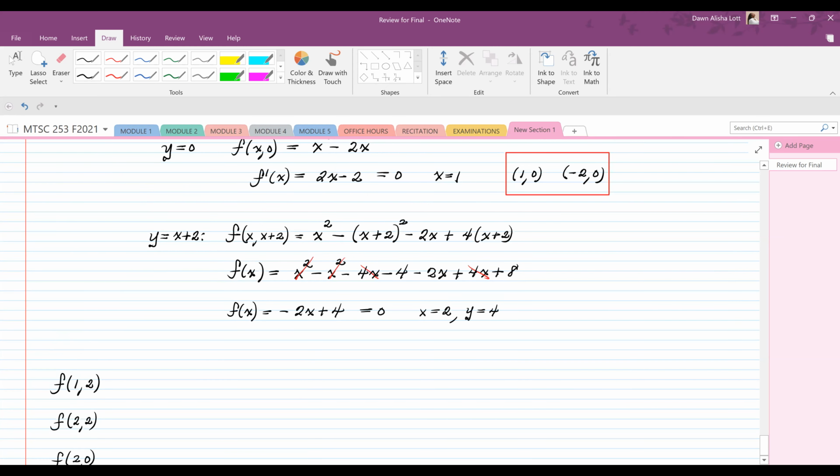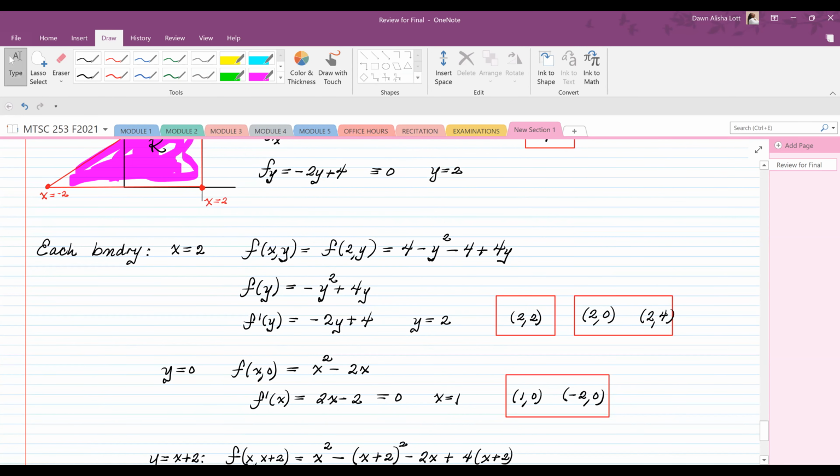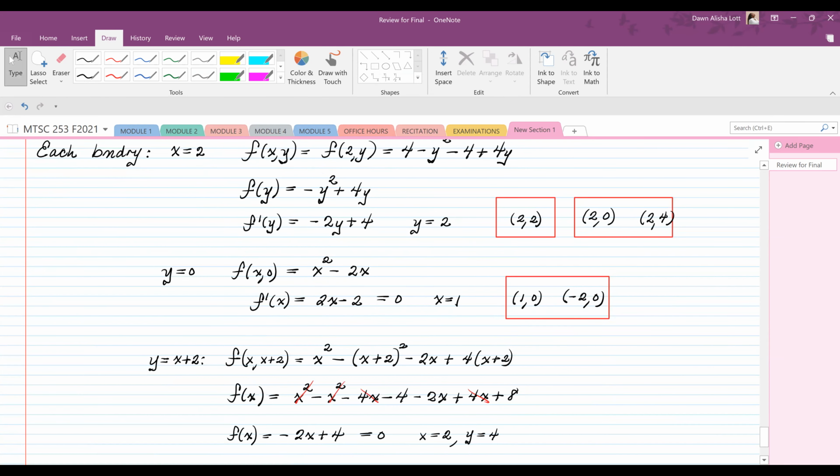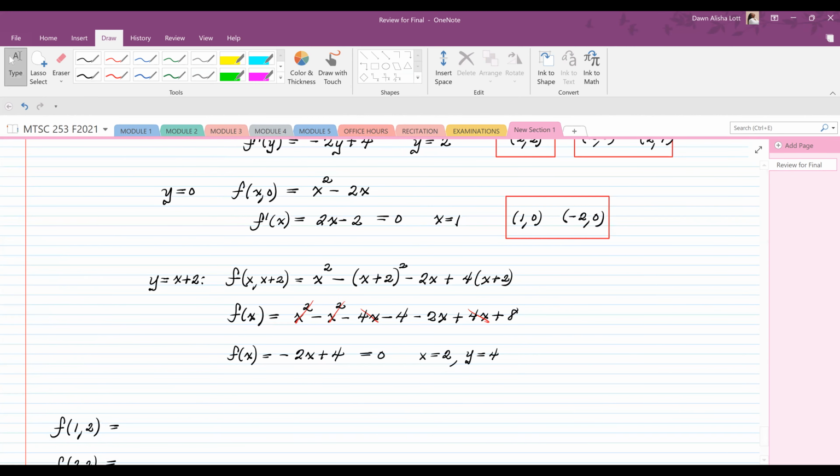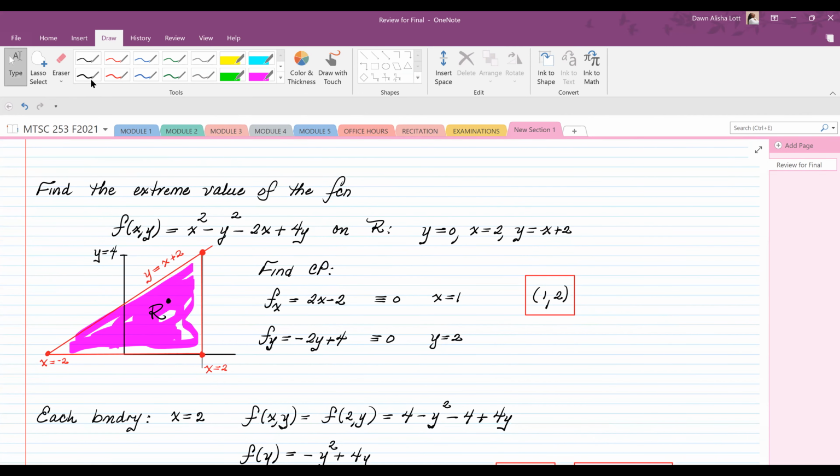I don't know what else we got. (1, 2), (2, 2), (2, 0), (2, 4), (1, 0). And then (-2, 0). Was that (1, 0)? Yes, (-2, 0), (2, ...). So now you plug those back into the function. You don't have to bring it down. You just want to.